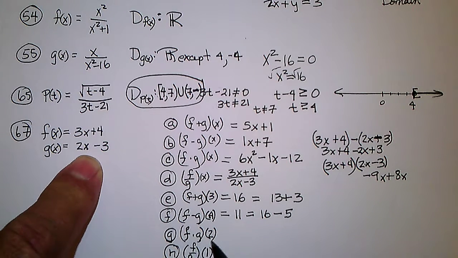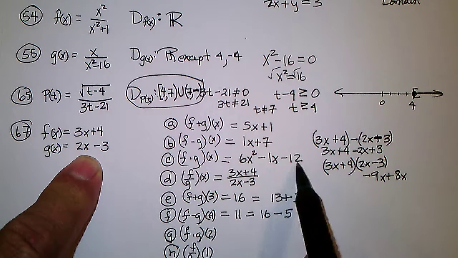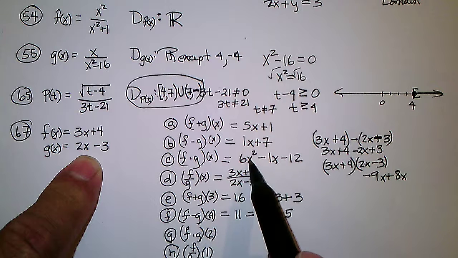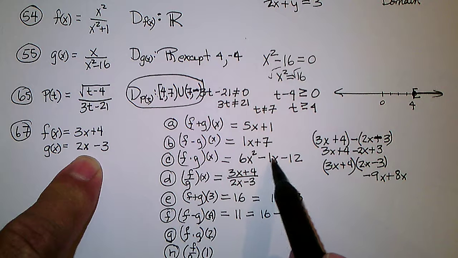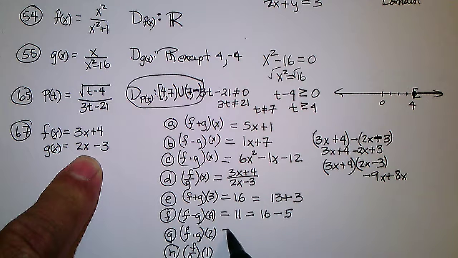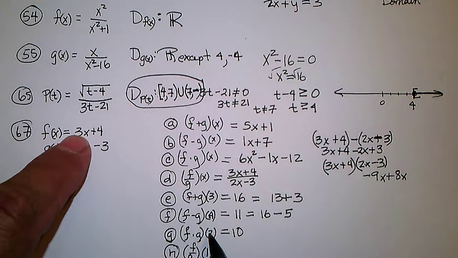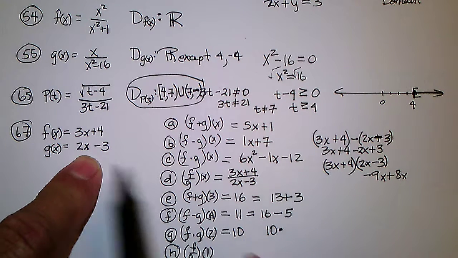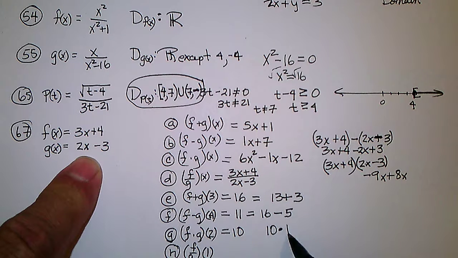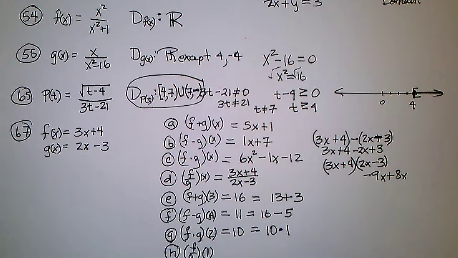Now if I got to do f times g of 2, when we multiply them, we often make mistakes, but we could do this still here. So 2 squared is 4 times 6, 24 minus 2, 1 times 2 is 2. 24 minus 2 is 22, minus 12 is 10. But we could also put 2 into here, which is 6 plus 4, 10, times, put 2 into here, and that would be 4 minus 3, 1, which is 10. So you can do it either way.